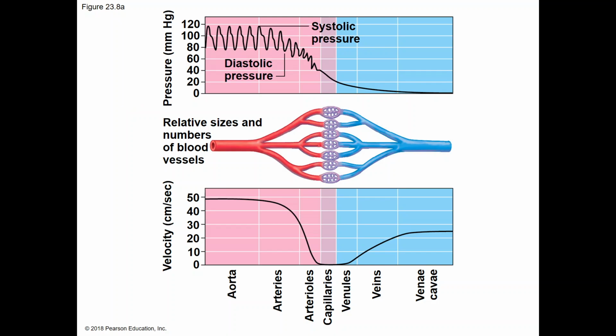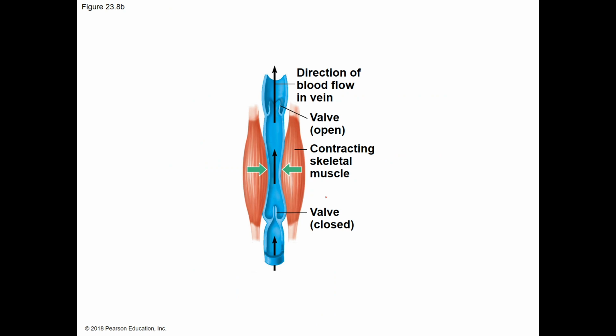So it slows down in these small capillaries, and that's again where the gas and nutrient exchange is taking place. And one way blood keeps moving through veins is by the use of valves and contracting skeletal muscle tissue. So we have contracting skeletal muscles that are helping to continually keep our veins moving blood throughout, and then these valves that again close off in order to keep blood from flowing backwards.